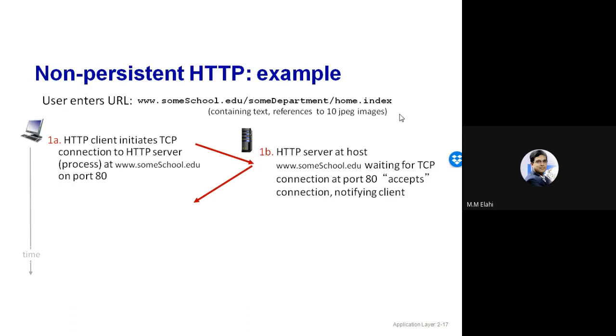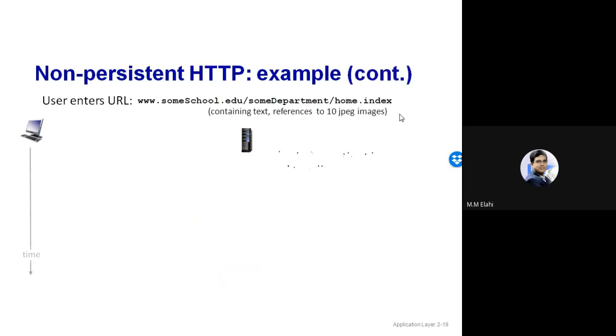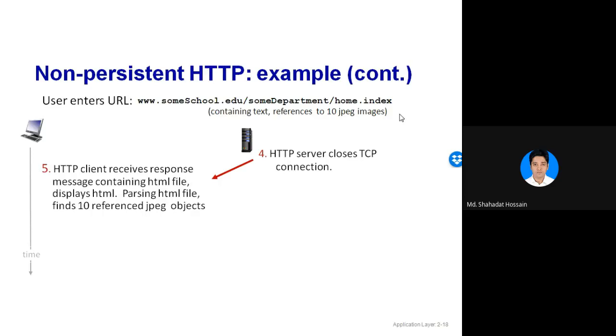Now, in case of non-persistent, see 1A, 1B, that means the TCP connection is established. The HTTP client initiates the connection to the server, and the server accepts the connection, so only the connection is done. Now in 2, the request will be sent. In 3, the response will be sent. In 4, what will happen? The connection will be closed because this is non-persistent. Only one object can be sent through one TCP connection. For the second object, you have to establish the connection again, right? Is it clear now?